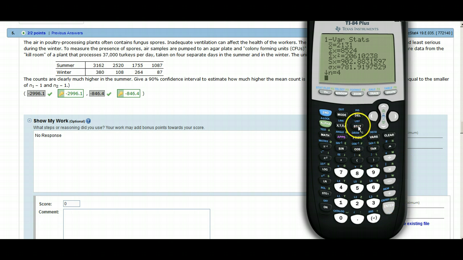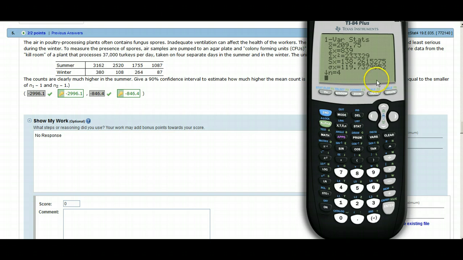Now when I want to find the statistics for the second one, I'm going to go back to edit. I'm going to do calc. I still want to do one variable statistics, but this time I'm going to choose second list 2. And the x bar sub 2 is going to be 209.75. The S standard deviation for the second group is 138.26. N sub 2 is 4, so degrees of freedom 2 is 3.